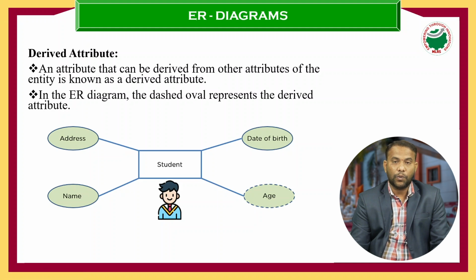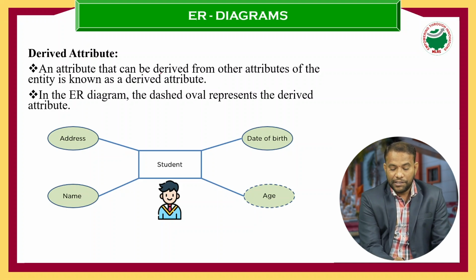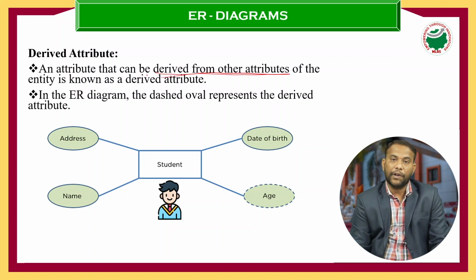Derived attribute. So what is meant by derived attribute? An attribute that can be derived from another attribute of the entity is known as a derived attribute. What it is saying is that it is derived from another attribute. So already we have attributes, and from one attribute you are going to derive another attribute, which is called a derived attribute.